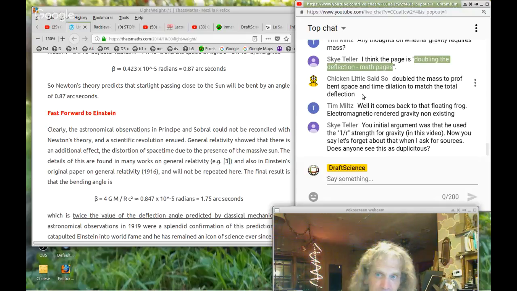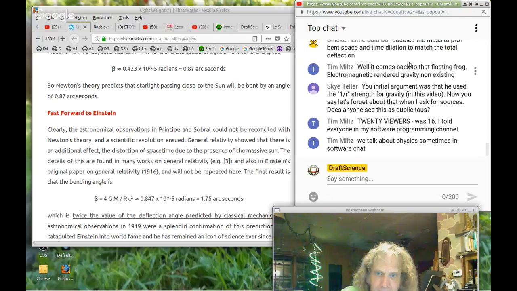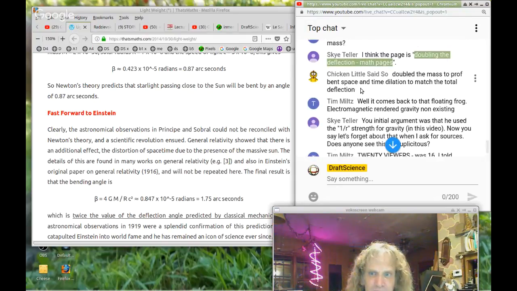So again, I just don't understand. That doesn't mean anything. Doubled the mass to prove bent space. How does doubling the mass of the sun prove bent space and time dilation? To match the total deflection. How can anybody make anything out of that? What's the reasoning of this argument? I don't understand any of it.